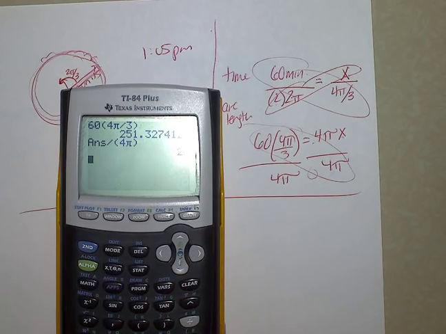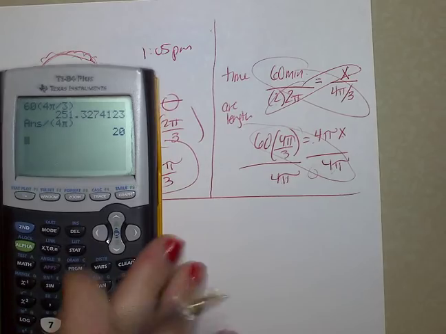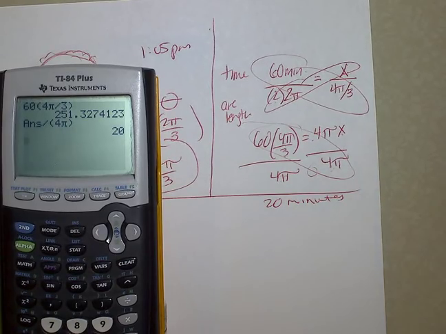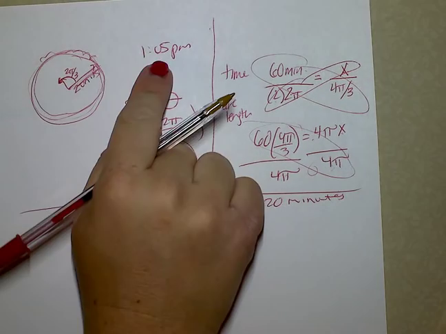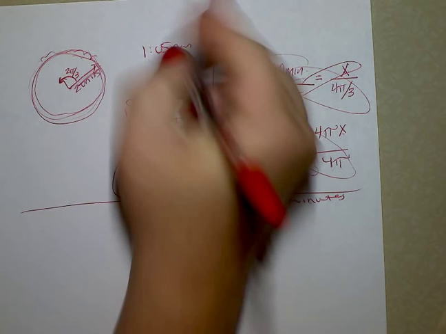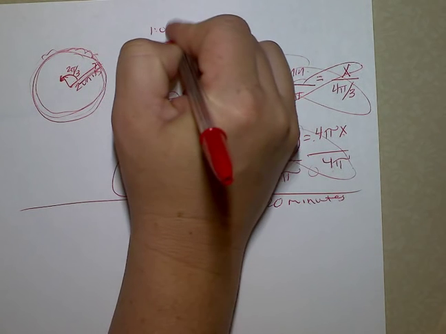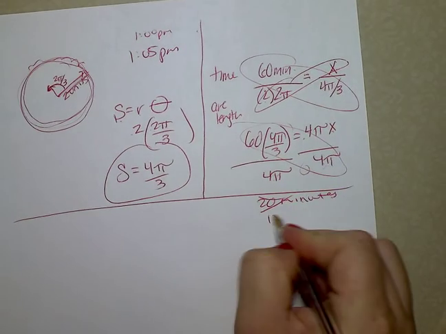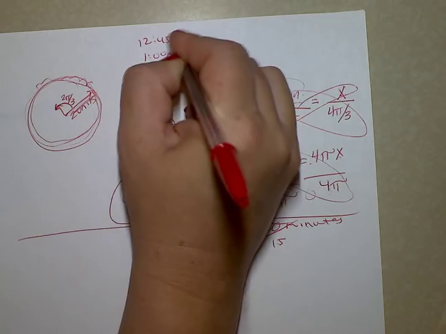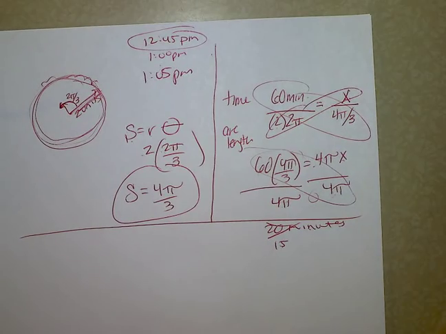So how many minutes does it have to be turned back? 20 minutes. So if the time before we reset it is 1:05, when you go back 20 minutes, 5 of those minutes going back would make it back to 1 p.m., with 15 minutes remaining. If I go 15 minutes back, it would be 12:45 p.m. With your partner, 30 seconds.